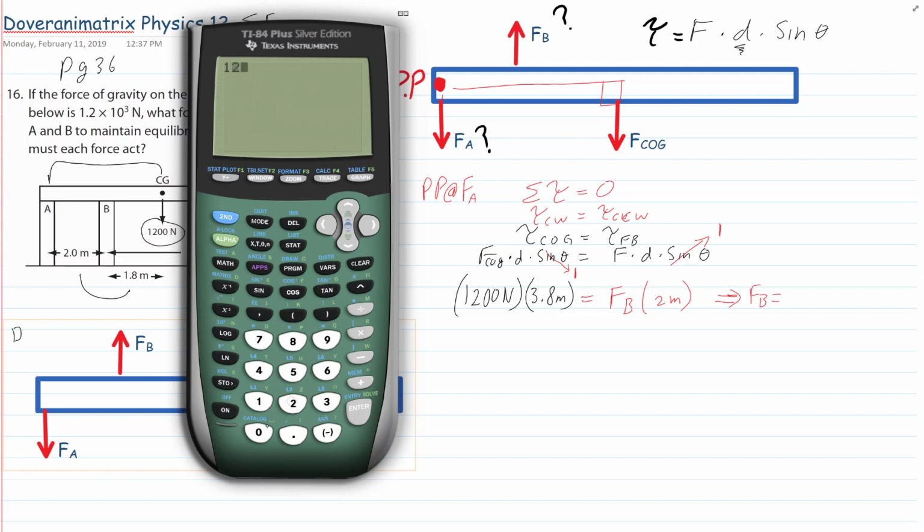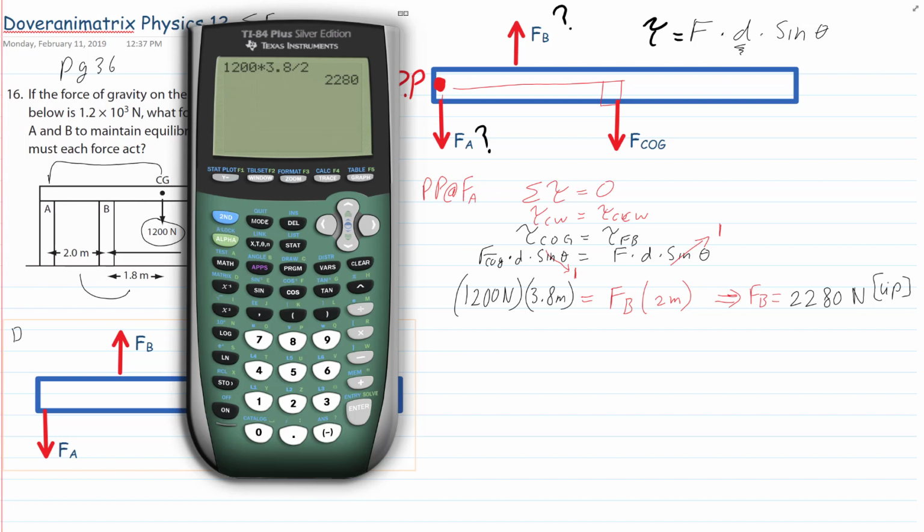So 1200 times 3.8 divided by 2. And that'll be FB: 2,280 newtons. And that'll be up. Give it the old direction. Make sure, because we needed the direction of them as well.